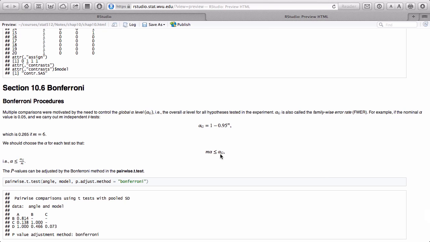And so if you were just doing 6 tests, then your global alpha level is actually 0.265, which is very big. In other words, that's 1 minus 0.95 to the m, which is 1 minus the probability that v equals 0. So you can see that the global error gets totally out of control very quickly. Now, Bonferroni simply says divide the global by m. The problem is if m is big, it becomes extremely conservative.